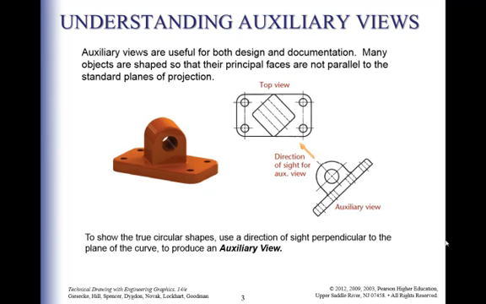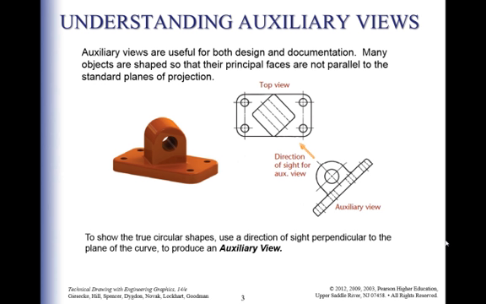Welcome to week 3, and in this week we're working with auxiliary views. Now this is a continuation of what we did last week. We started working on folding plane lines, and that's what we're going to do this week. We're going to actually use that folding plane line method that I showed you, and we're going to build an auxiliary view from that. Now what is an auxiliary view?